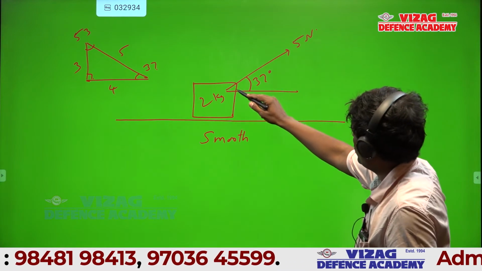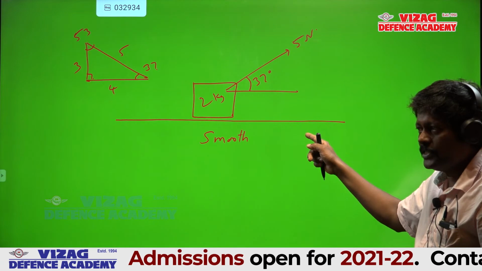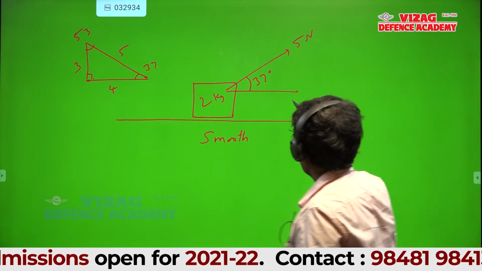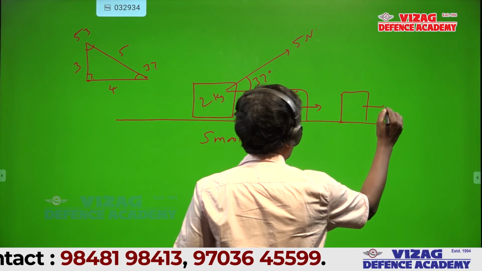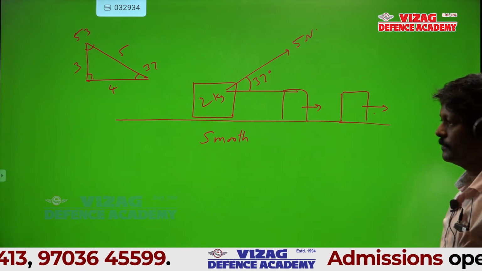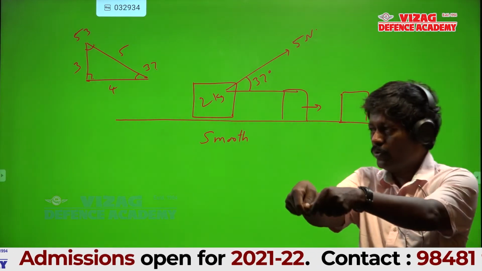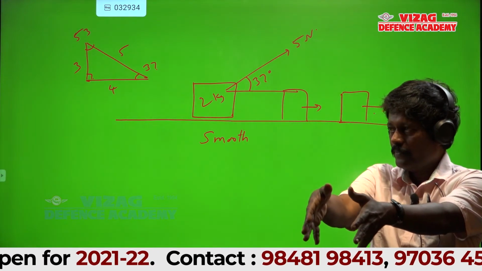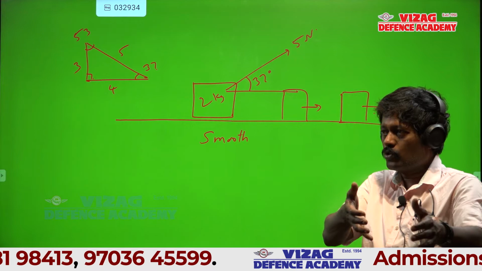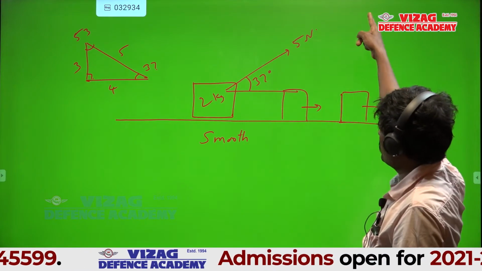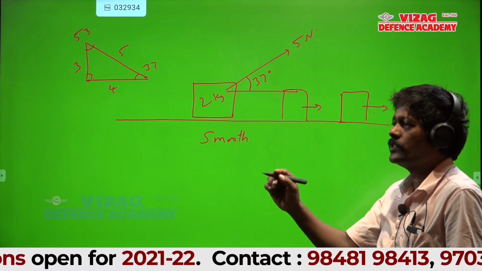Now, I am applying a force of 5 Newton upward at an angle. The 2 kg body will go in this direction or will it go horizontally? Yes, horizontal. Because you tie a rope to a stone, keep it on the floor, and pull it at an angle of 37. The stone will come horizontally, but the force is at an angle. That means the displacement and force are not in the same direction.